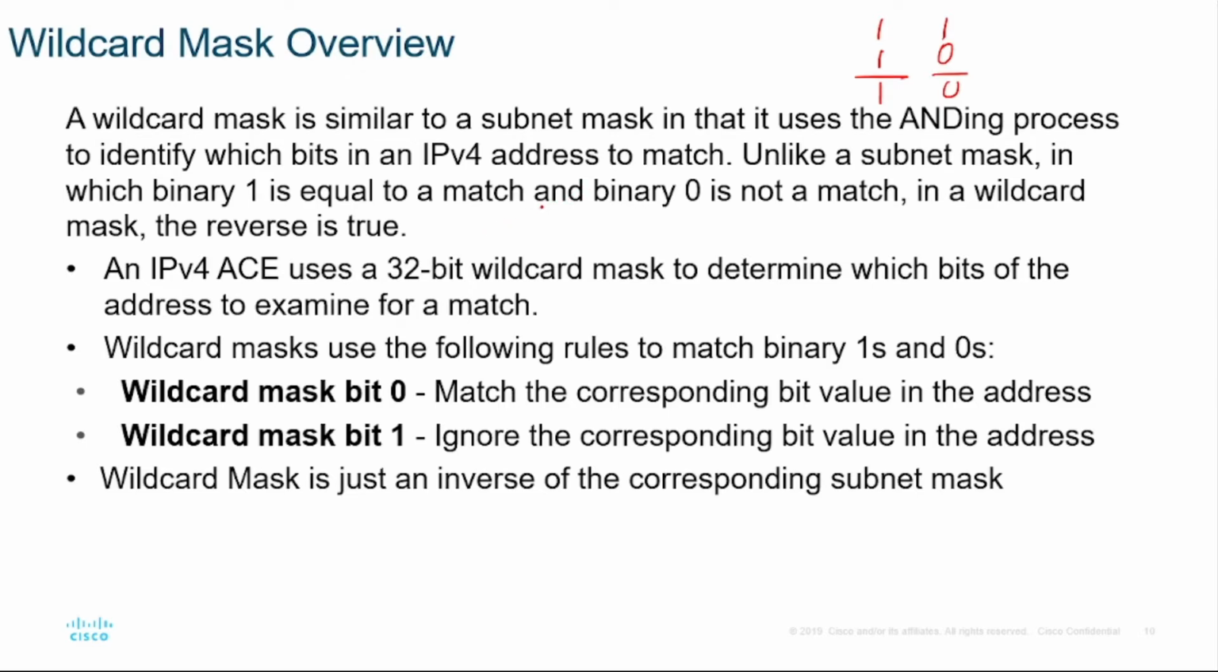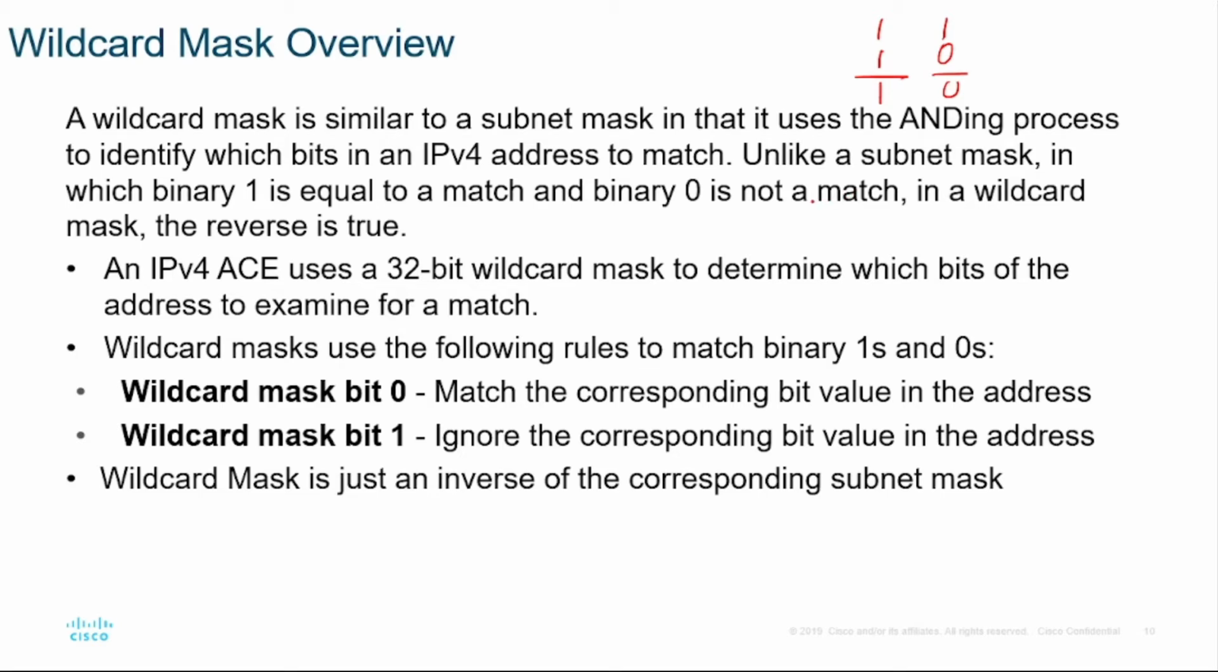In wildcard mask, 1 is ignore and 0 is match. That is the difference. In wildcard mask, bit 0 means there is a match with the corresponding bit value in the address, while bit 1 means ignore. This is the reverse operation of the subnet mask. For wildcard mask, 0 match, 1 ignore. But in subnet mask, 1 is equal to match and 0 is not a match.